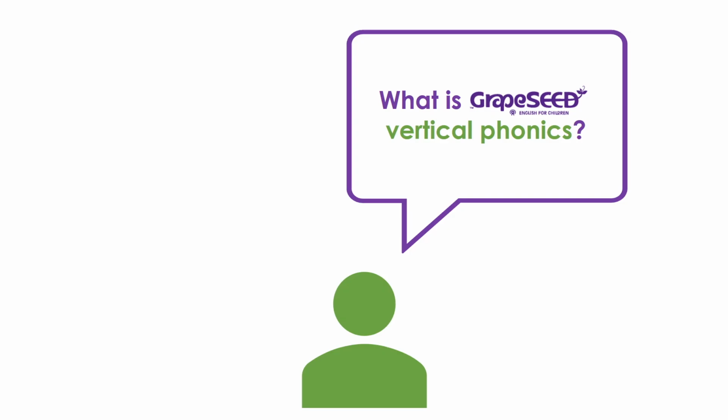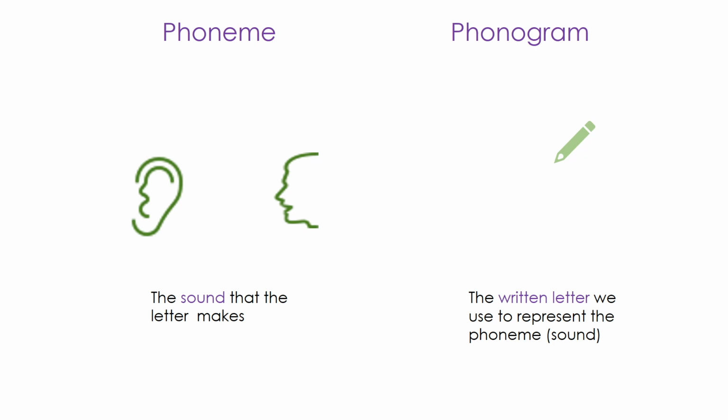What is GrapeSEED vertical phonics? In order to clearly explain this and to introduce the terminology for new teachers, we need to explain two terms. The first term is phoneme. The second term is phonogram. The phoneme is the sound that the letter makes. The phonogram is the written letter that we use to represent the phoneme.